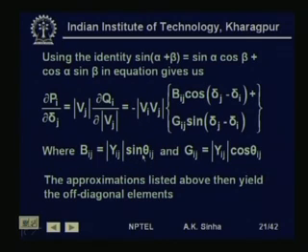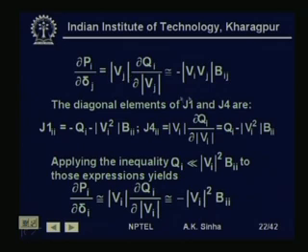This is the susceptance part, and G_ij is equal to y_ij cos theta_ij, which is the conductance part. The approximations listed above yield the off diagonal elements as minus V_i V_j B_ij. The diagonal elements of J1 and J4 are: J1_ii is equal to minus Q_i into V_i square into B_ii, and J4_ii is equal to V_i into del Q_i by del V_i, which is equal to Q_i minus V_i square B_ii.